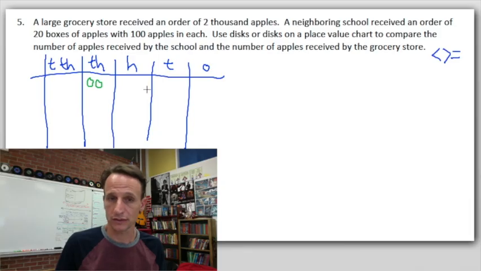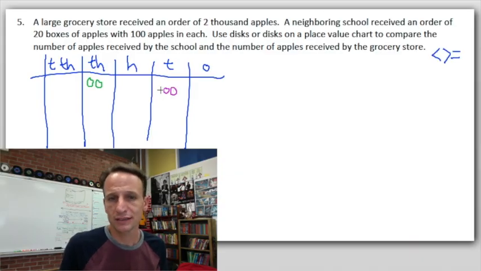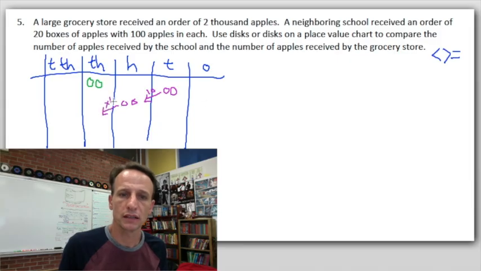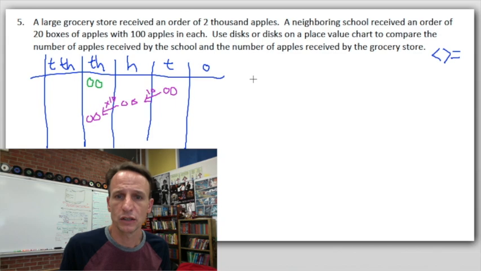What are we going to do with that? Well, there are many ways we could do this. Let's try it one way. 20 boxes with 100 apples in each. So one way to approach this is to say, okay, well 20 is 2 tens. So there's my 2 boxes of apples. And then to have 100 apples in each box, well, 100 is like multiplying by 10 twice, isn't it? Times 10, boom, boom, times 10, boom, boom. So what I'm saying in purple here is that 20 boxes with 100 in each is indeed 2,000 apples.